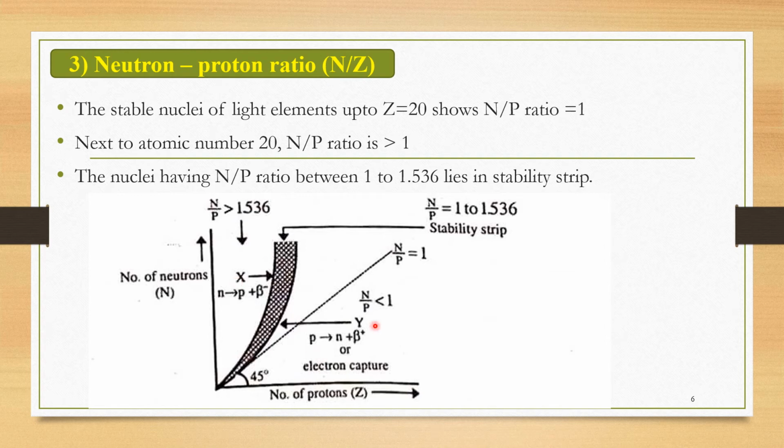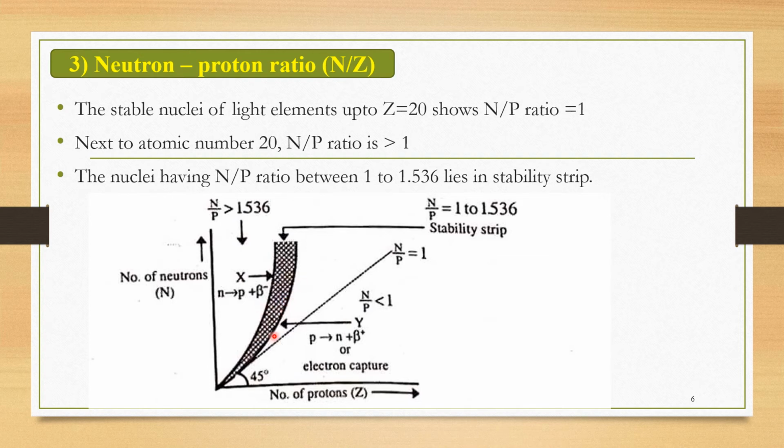On the other hand, the Y nuclei, which have a neutron-proton ratio less than 1, want to become stable by converting this ratio to between 1 and 1.536. This is possible by the conversion of protons into neutrons with the emission of positrons, or it may be done with the help of electron capture, due to which this Y nuclei again enters the stability strip.